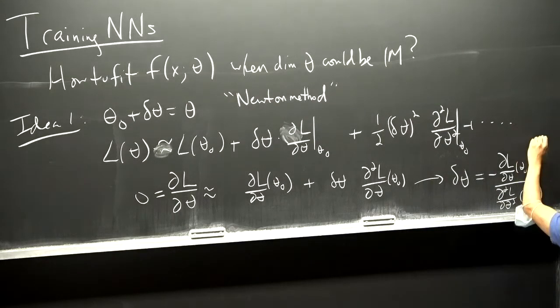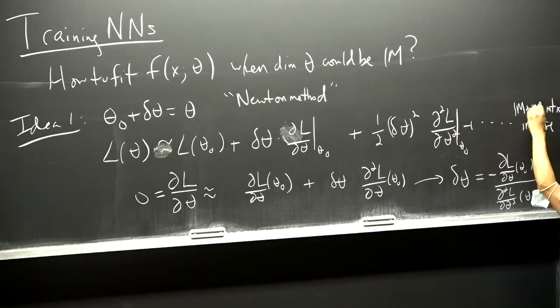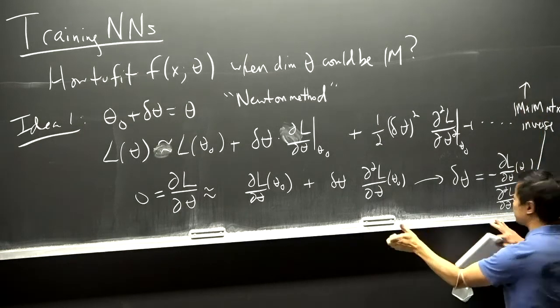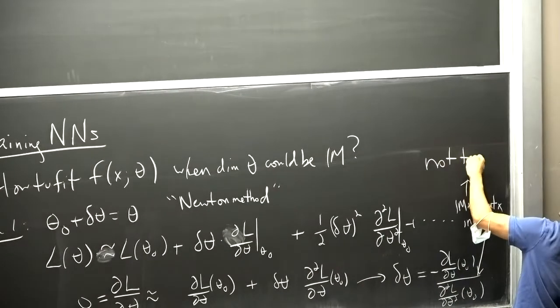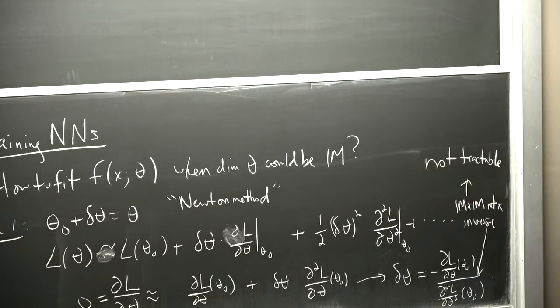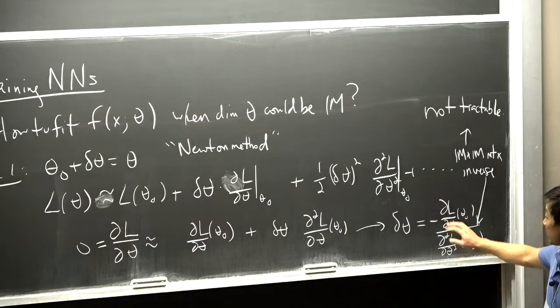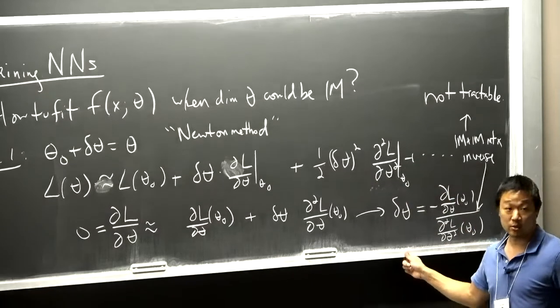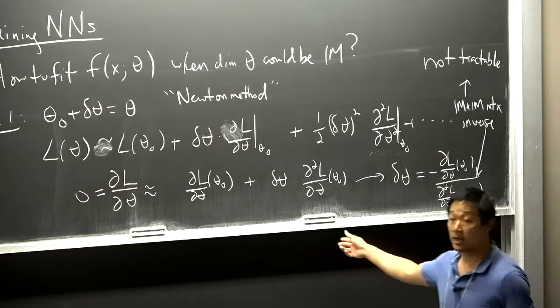Okay, so this is a 1,000,000 by 1,000,000 dimensional matrix inverse, and so this is not tractable in practice. Okay, so the Newton method, which is a second order method, is in general intractable for the large neural network type things that we want to optimize.